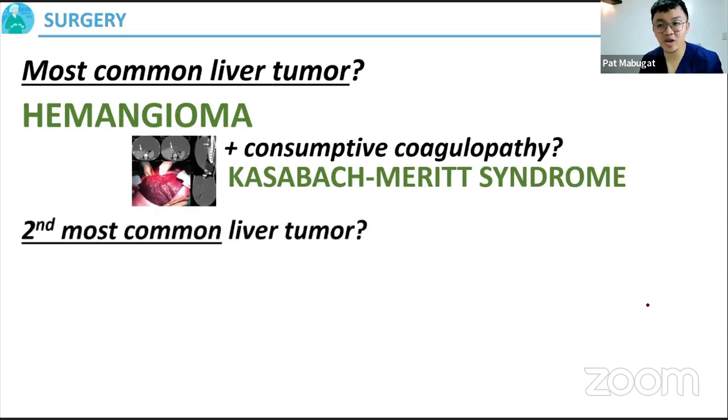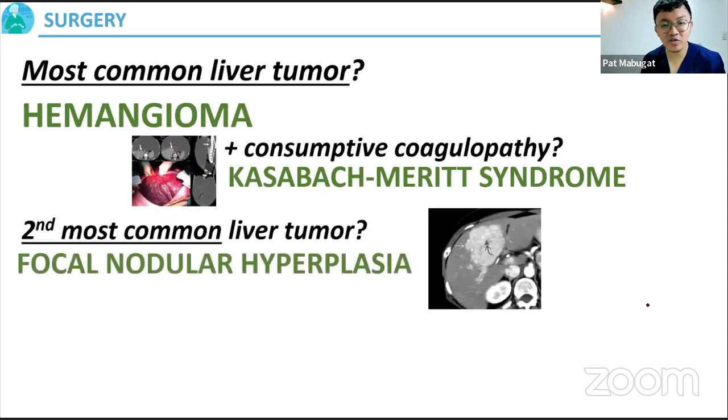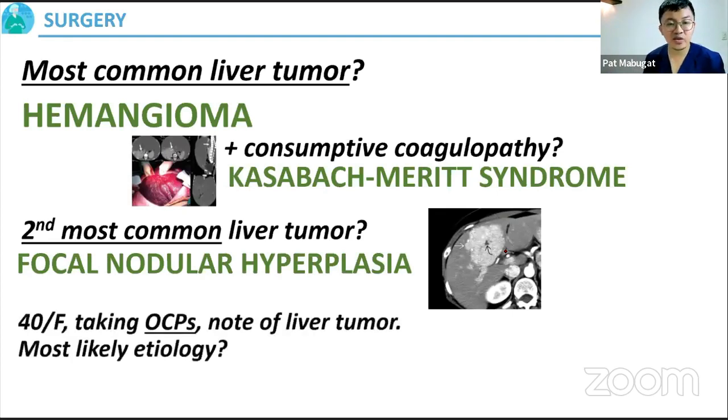What's the second most common liver tumor? That's your focal nodular hyperplasia, which is characterized by a central stellate scar. Focal nodular hyperplasia, stellate scar. Next, a 40-year-old female taking OCPs with a liver tumor. What's the most likely etiology? OCPs, think of adenomas. Female, OCPs, adenomas.